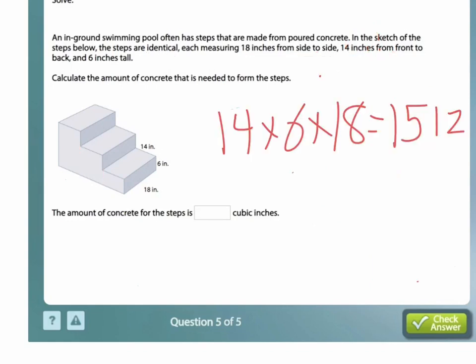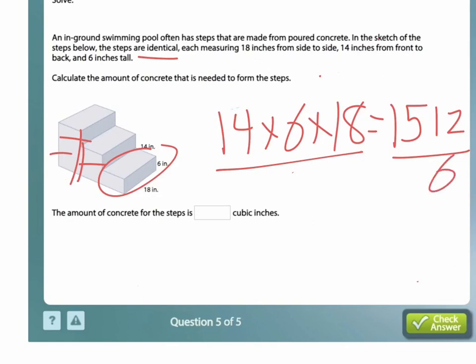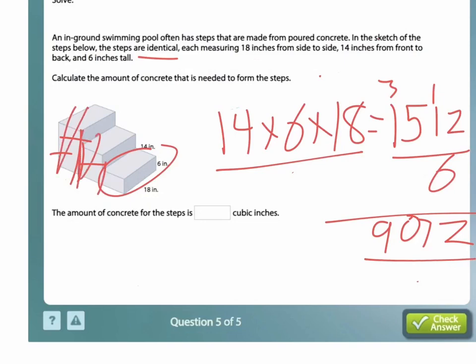So let's take another look at another way we could do it that's actually easier, since they are identical steps. If you calculate the volume of the first step, which is 1,512, and you multiply it by 6, because there's 6 identical steps, you end up with the same total volume. So the volume that way is 9,072 cubic inches, the same volume as we had before. I think that if they are identical like this, this is probably the easier way to do it, as opposed to adding up the 3 separate pieces.